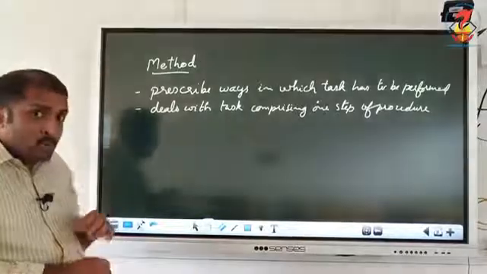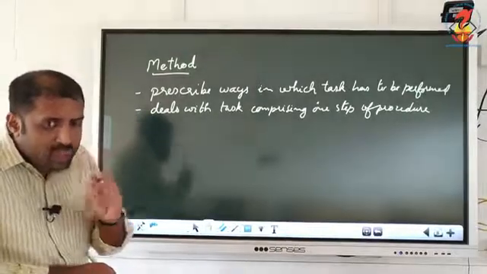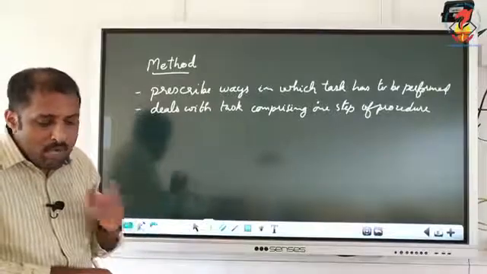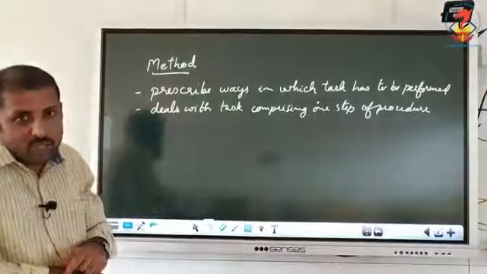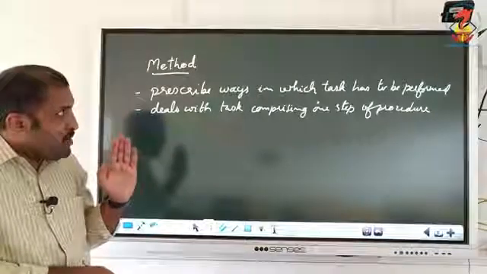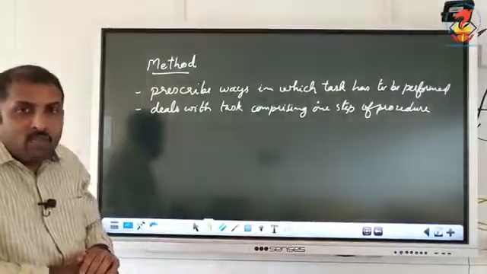And if you are selecting the right task or selecting the proper method, selection of proper method can save time, money as well as effort, and of course it increases efficiency. So, methods are prescribed ways in which tasks are performed, and it is dealing with one step of procedure, task which is in one step of procedure, and if it is properly selected, it can save time, money and effort, and of course leads to efficiency. So, that is another type of plan.